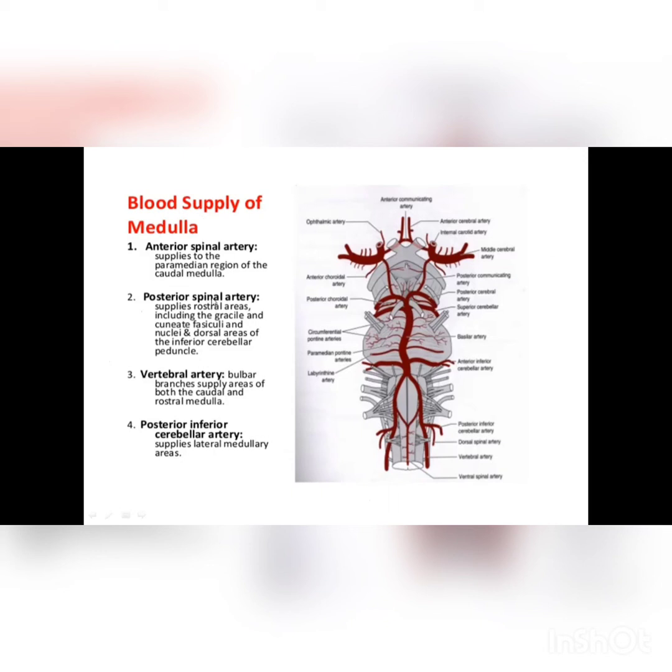Blood supply of the medulla oblongata: anterior spinal artery, posterior spinal artery, vertebral artery, posterior inferior cerebellar artery. Anterior spinal artery supplies the paramedian region of the caudal medulla, inferior medulla. Posterior spinal artery supplies the rostral areas including gracile and cuneate fasciculi and nuclei and dorsal areas of the inferior cerebellar peduncle. Vertebral artery, the bulbar branches supply areas of both the caudal and rostral medulla. Posterior inferior cerebellar artery supplies lateral medullary areas.